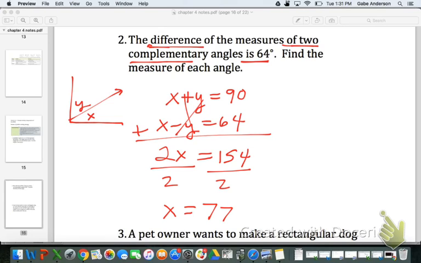Okay, so one angle is 77. I got to find the other angle. If x is 77, y has to be what? 13, right? Just subtract 77 from 90. So there's your angle measurements. So maybe you put 77 degrees and 13 degrees there would be appropriate. I don't think that'd be anything I'd take off for, but it would be appropriate. Yeah, go ahead, Danny. I got something different. Okay, what did you get? I got x equals 28 and y equals 62.